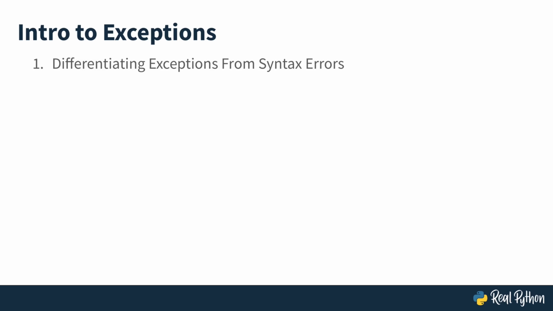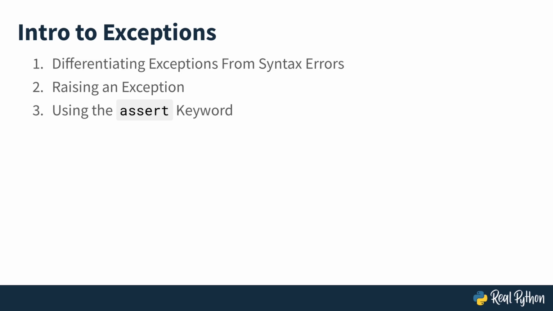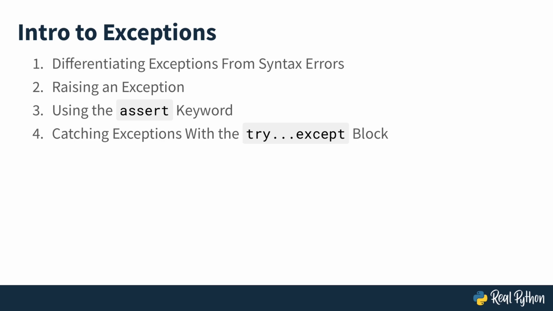We'll start off by differentiating exceptions from syntax errors, so finding out what causes a syntax error and what is an exception. Then you will learn how to raise an exception yourself using the raise keyword. You will learn how to use the assert keyword to check for a true condition and then raise an exception if the true condition doesn't pass. Then you will learn the more familiar way of catching exceptions in Python, which is using the try except block that you've seen around in other Python code, and you'll learn how to use that.